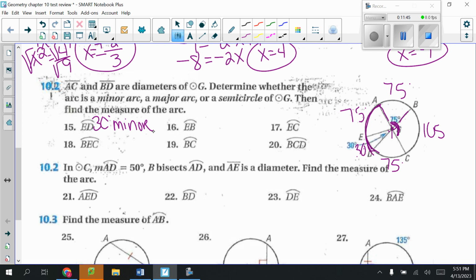So number 16, arc EB. If I switch colors, arc EB, I'm starting here and I'm going all the way around. So I'm adding 75 plus 75, and that's going to get me 150 degrees. That's still less than 180, so that is minor. Arc EC, from here all the way around. So I'm adding 75 and 30. 75 plus 30 is 105 degrees, and still a minor arc.